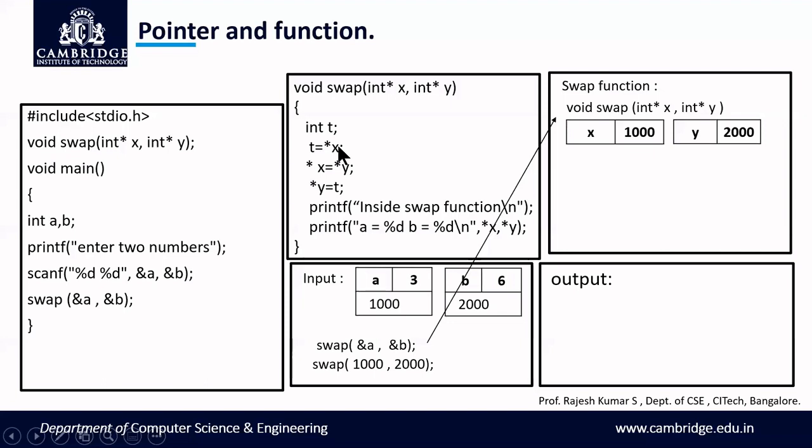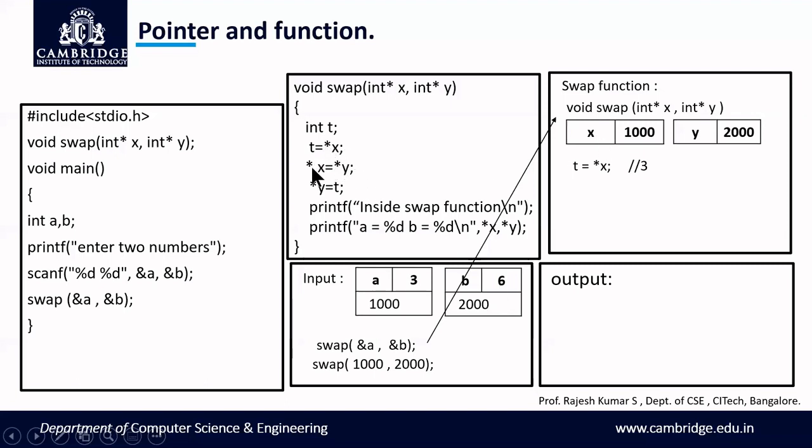It is 3. 3 is fetched and stored in the variable T. So first, 3 is fetched and stored in the variable T. Next, star of X is equal to star of Y. What is the address of Y? 2000. What is the value present at the address of Y? 6. 6 will be fetched and it will be stored at the location star of X.